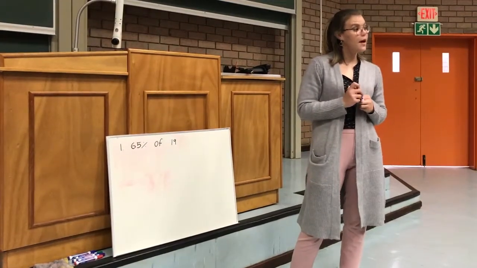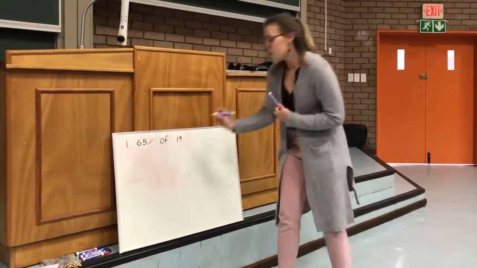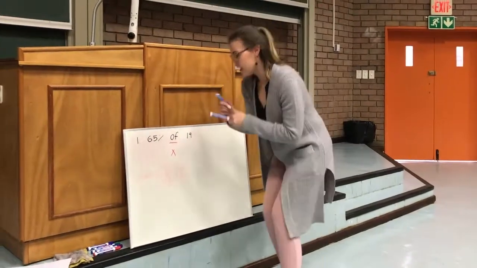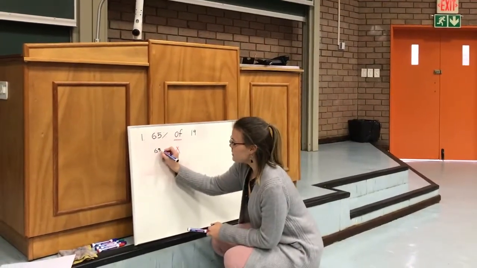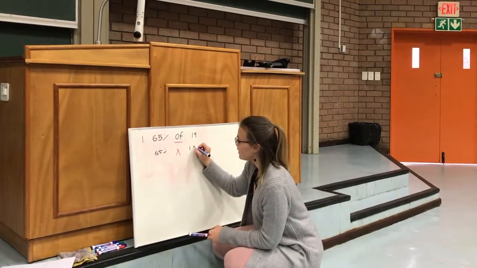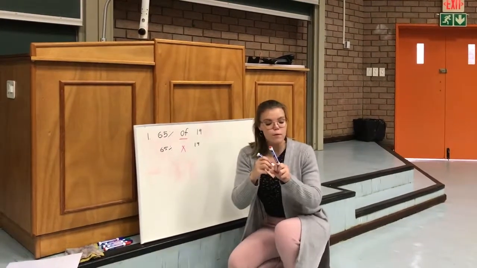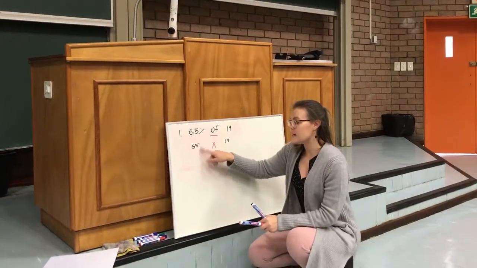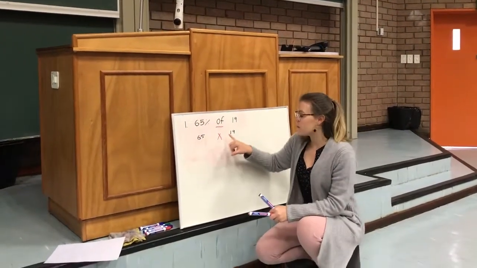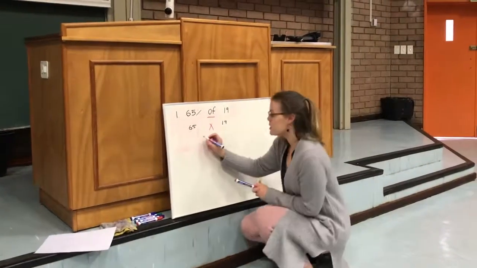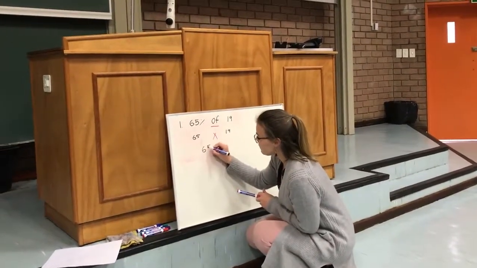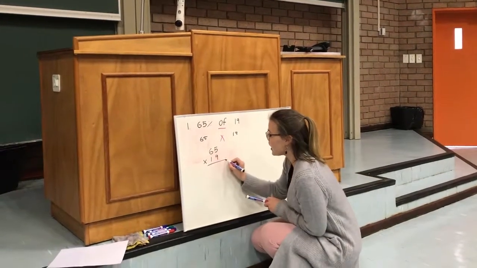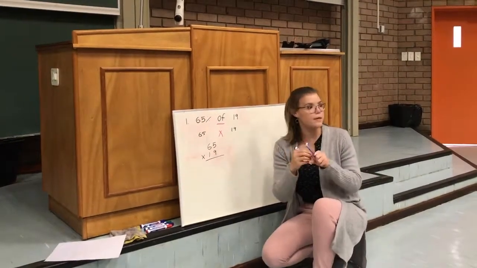Teacher, isn't it times? Times. Good, Shannon, okay? So this is asking us to times. So we are going to say 65% times by 19, okay? So for the time being, I want you to forget about the percent sign. So we're going to say 65 times 19. So we're going to write it down in our columns, 65 times 19, okay? Who can tell me what 9 times 5 is?